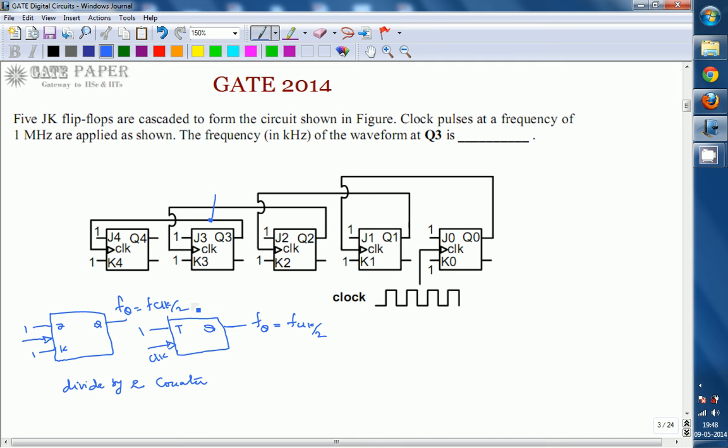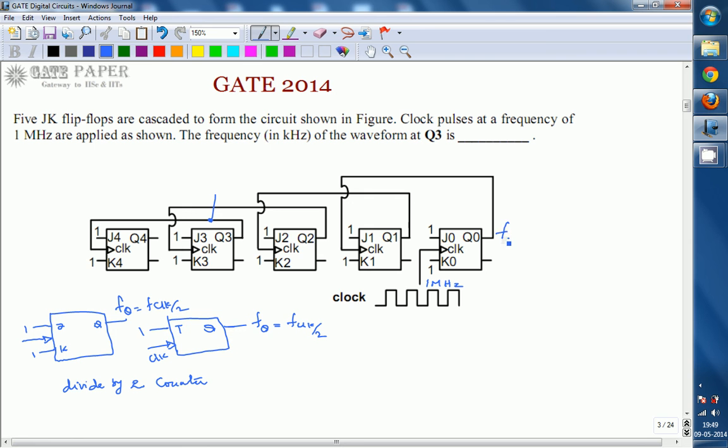Now the question is related to JK flip-flops, and all the JKs are connected at logic 1. That implies each and every flip-flop is acting as a divide by 2 counter, that is, the output frequency of that flip-flop is half of its input clock frequency. So we start with the actual clock, which is connected at Q0. The clock frequency is given as 1 MHz.